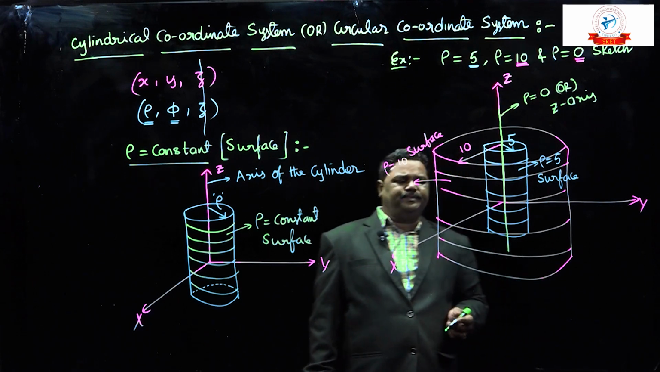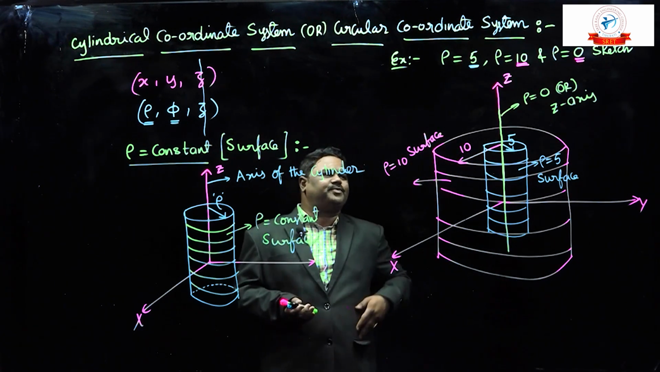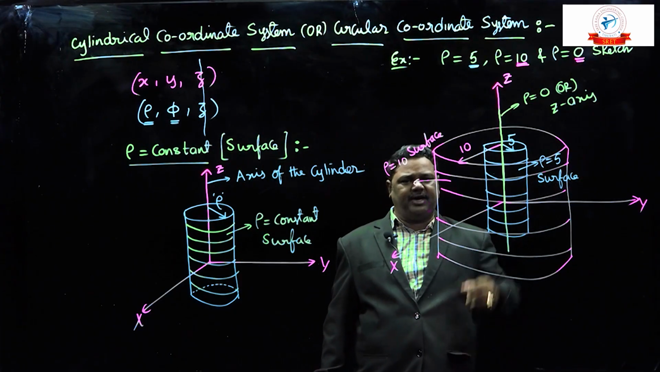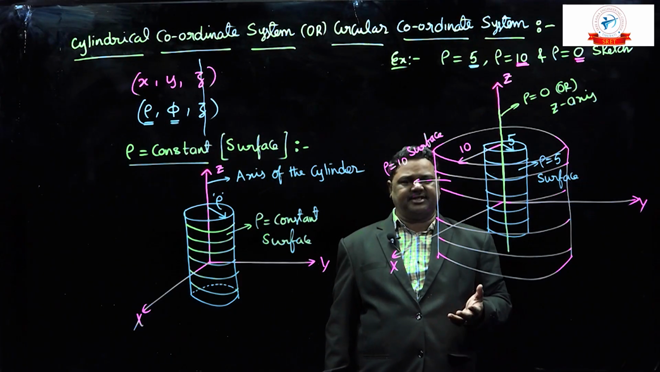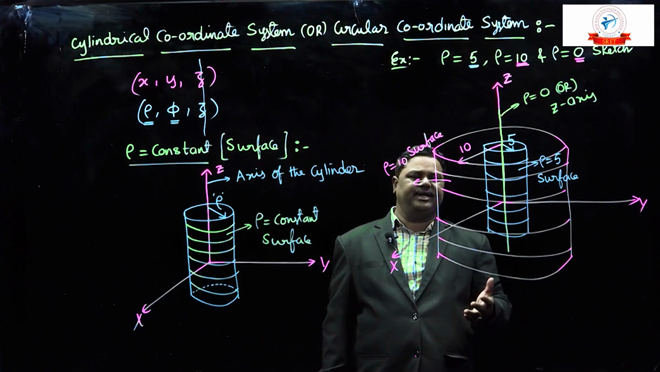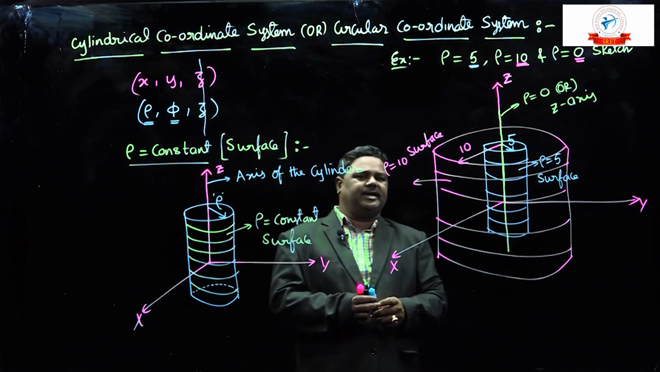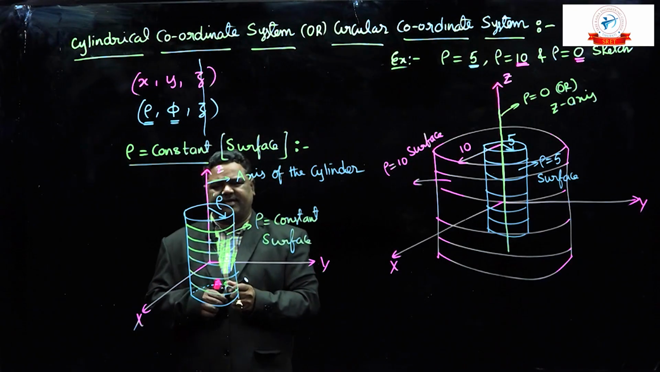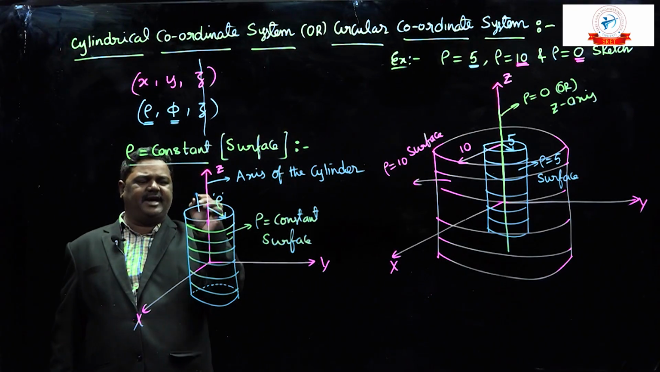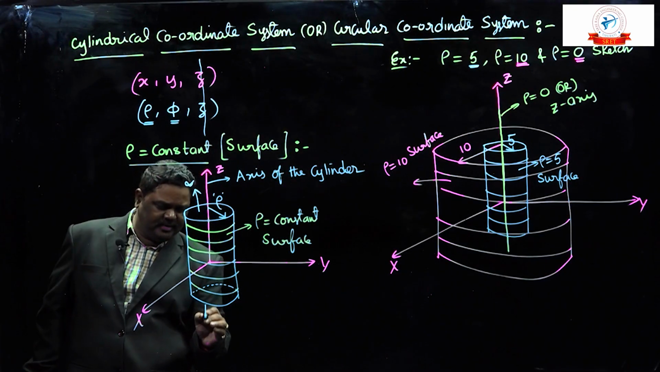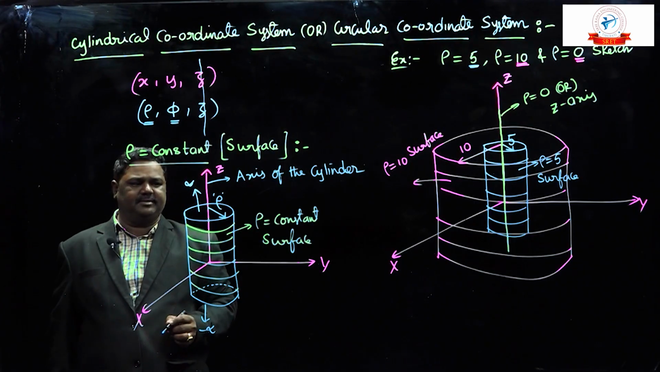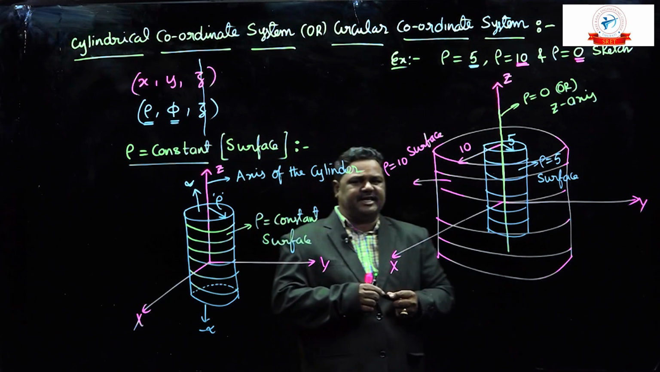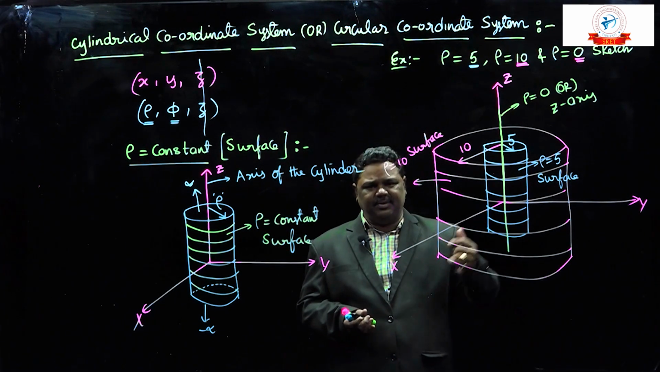Now consider this. These are the rho is equal to constant surfaces. All these concentric cylinders are called rho is equal to constant surfaces. Rho may be 5, 10, 20, like that. So what is the height of the cylinder? When you consider the rho is equal to constant surface, height is not defined, or height is unlimited. The height of the cylinder is unlimited, from minus infinity to plus infinity. Here only the radius takes finite values, from 0 to infinity.